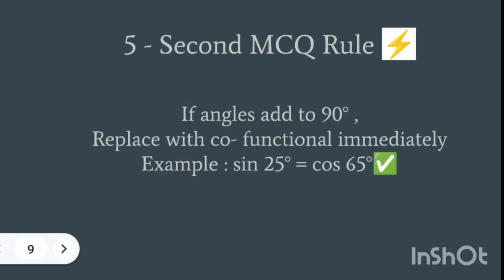Now here is a simple shortcut. If two angles add up to 90 degrees, immediately replace the trigonometric function with its co-function. For example, sin 25 degrees can be written as cos 65 degrees. This trick will save a lot of time in MCQs.